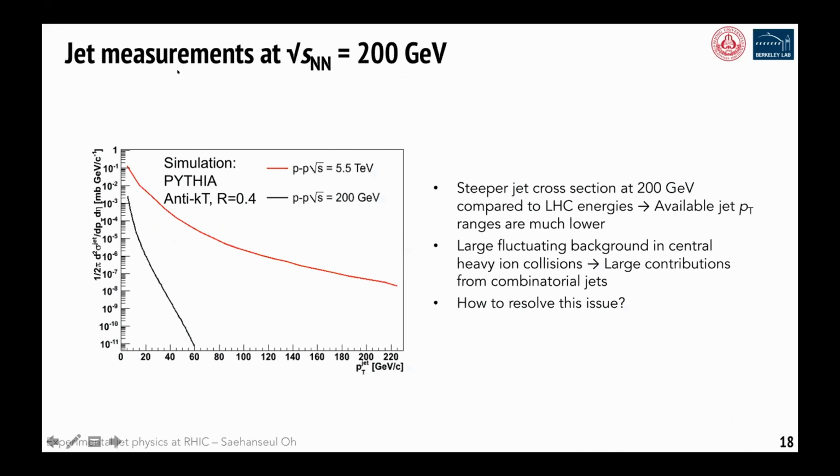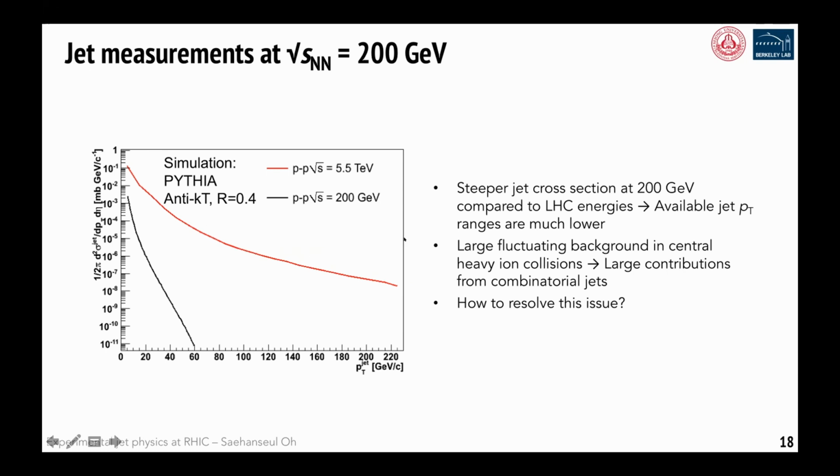So let's consider jet measurement at 200 GeV. This plot is showing the cross-section of jets at 5 TeV and 200 GeV. 5 TeV is red and 200 GeV is black. You can see that the cross-section at 200 GeV is much steeper than at 5 TeV. So if you want to measure jets with jet pT ranges between, let's say, 20 to 50, we can have a sizable number of jets at 200 GeV. But at 5 TeV, we have many more jets at high pT.